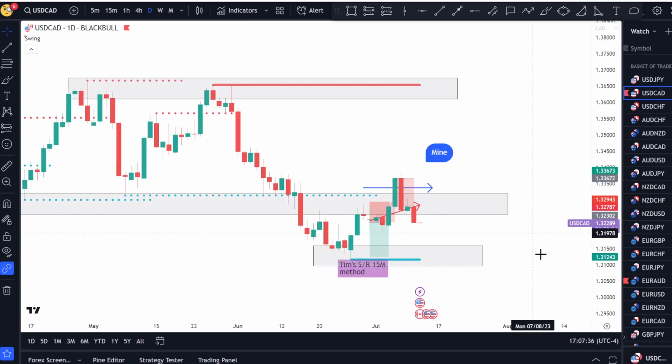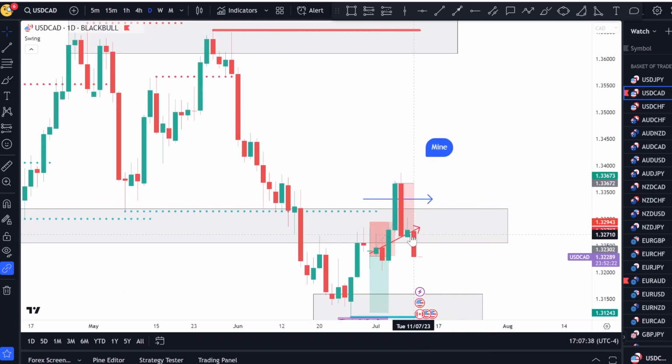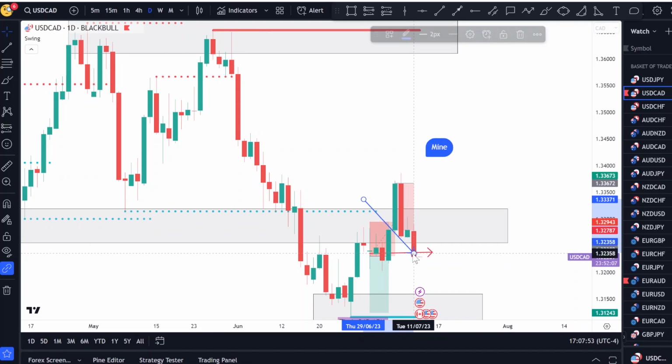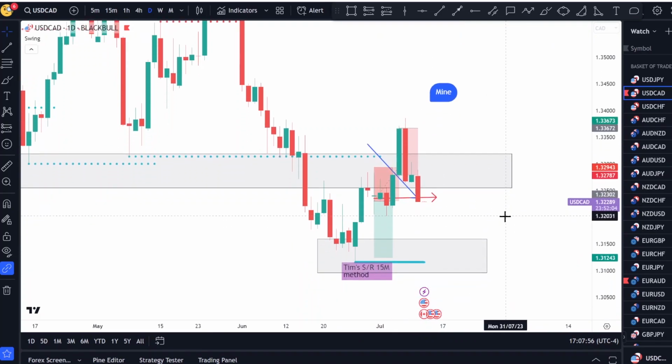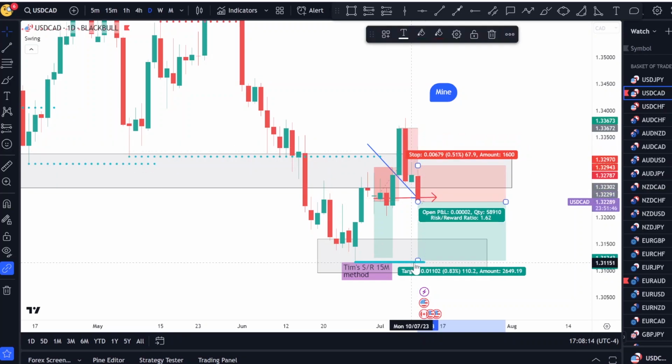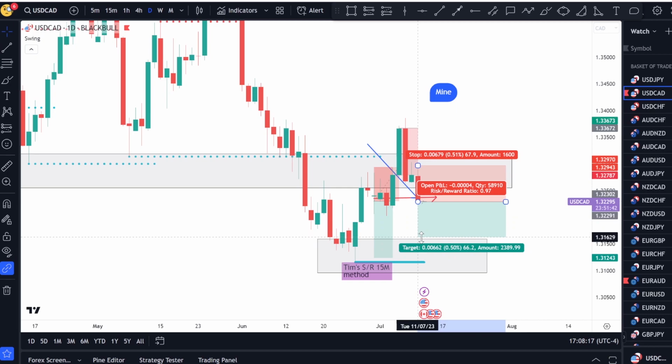USD CAD, we're in a hedge, still in a hedge. Looks like it's gonna continue down now. It's no longer bouncing up, so we're gonna close the buy position here at a loss and wait for a sell to reach the TP. In terms of my strategy, simply enter here, stop loss behind the candle, and take profit 1-to-1.